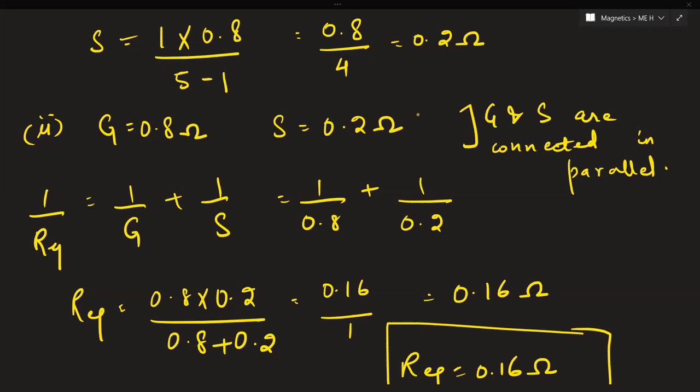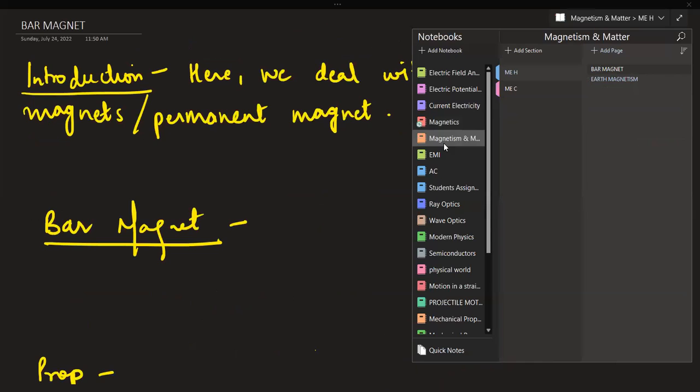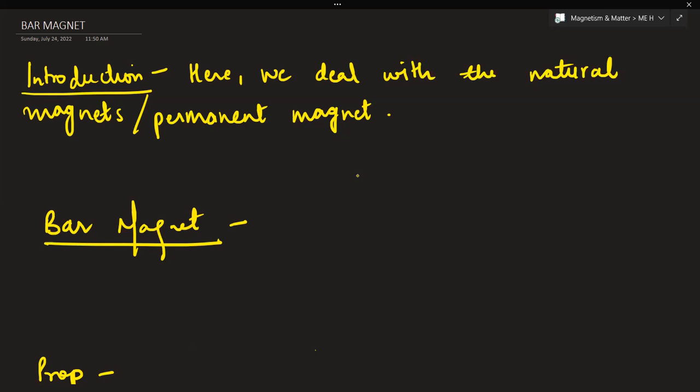All right. So now we will start with your next chapter, that is magnetism and matter. It's a very short lesson. Earth magnetism, we'll do it at the end, after completion of alternating current. First, let us just complete the major portion of it. Bar magnet is very important from your understanding.